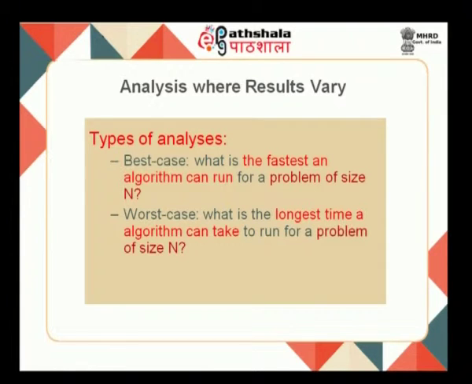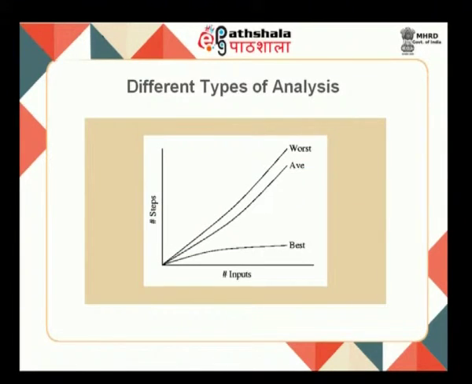So, in other words, we can summarize these things like this. The types of analysis can be a best case or worst case. In the best case, we can get the fastest the algorithm can run, and in the worst case we can get the longest time an algorithm can take for the given problem. In other words, this is what the scenario is going to be.